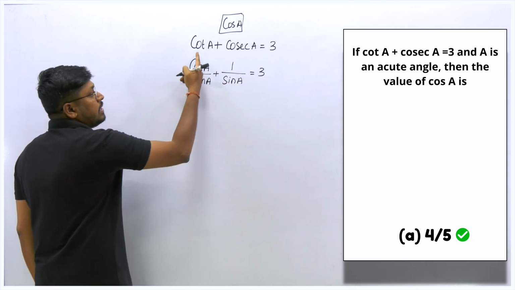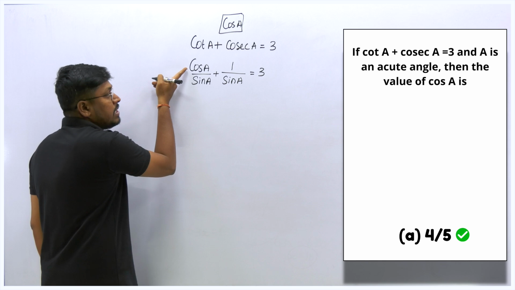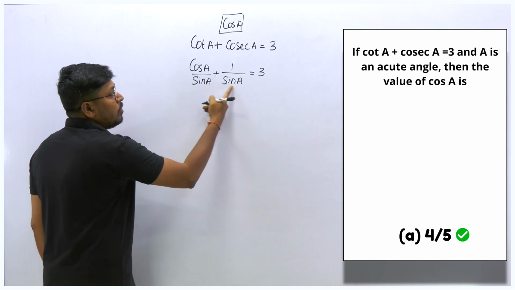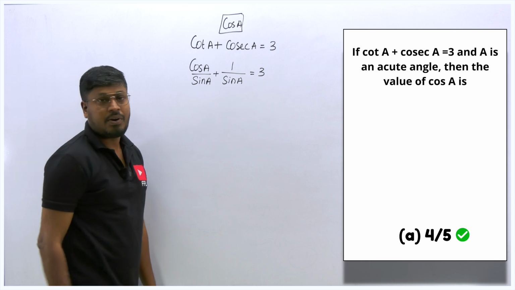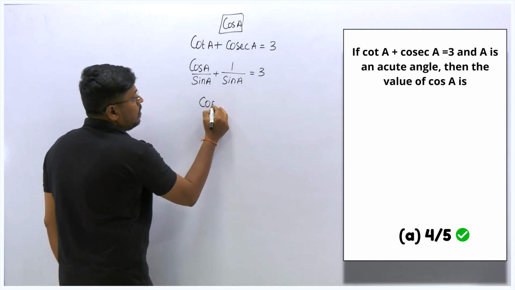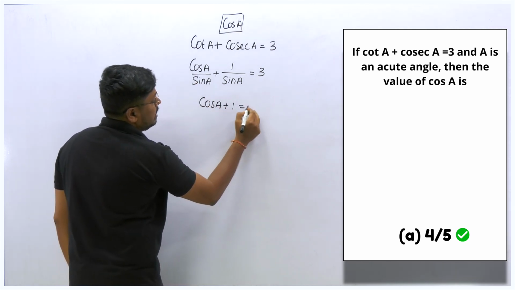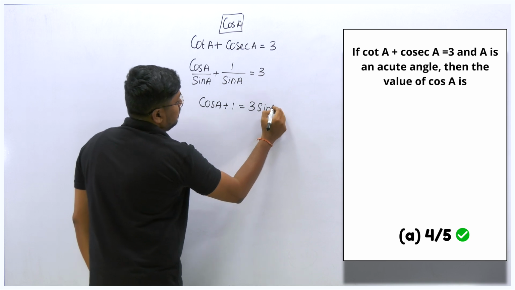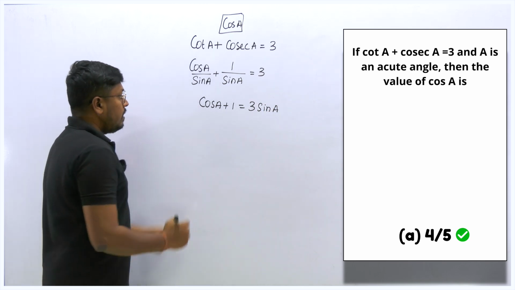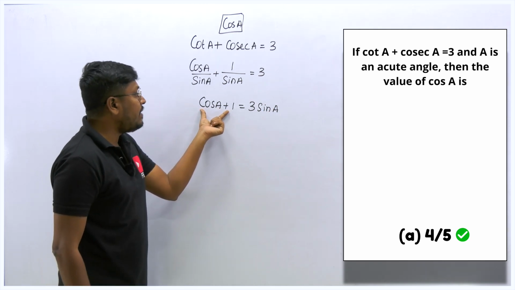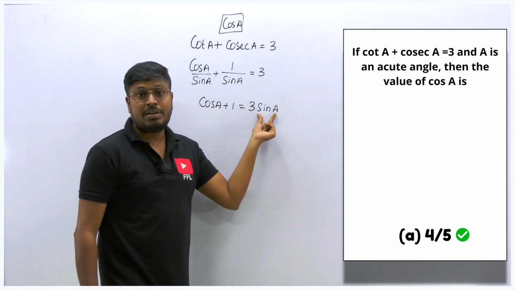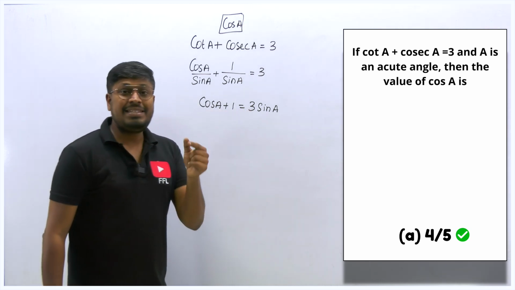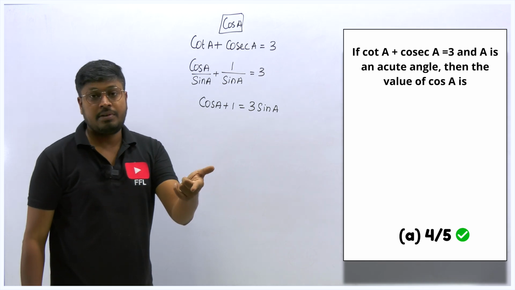So now I converted the given expression in terms of cos, but here both are in terms of sin. We have to convert the sin also in terms of cos. So this can be written as cos A plus 1 is equals to 3 sin A, right? So now here left hand side we have in terms of cos, but right hand side we don't have in terms of cos, we have in terms of sin. So this sin has to be changed in terms of cos.